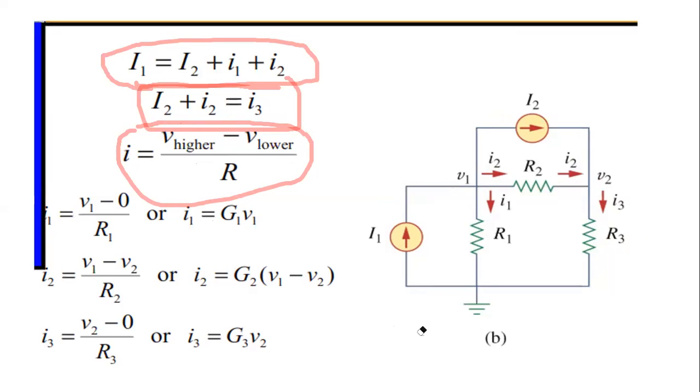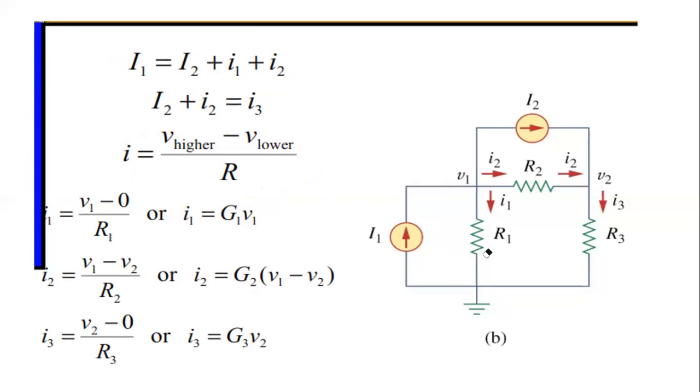Now small I1. So if you talk about small I1, small I1 is flowing in R1. Okay, so the formula for current is voltage by resistance. Now what is the voltage? Voltage means current always flows from higher potential to lower potential. So we will see where current is going. Current is going downward. It means this one is higher potential V1, and the lower one, that is this ground, is lower potential.